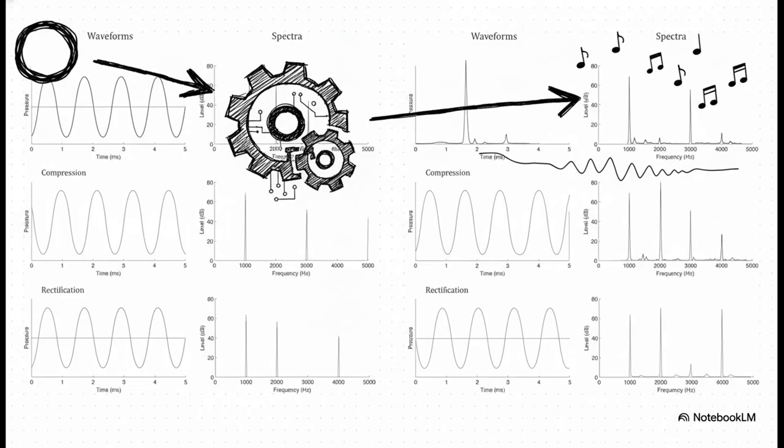Let's look at the first type. On the left, we start with a pure, simple tone. See how it's just one single spike on the graph? We send it through a nonlinear system and look at the output on the right. The original spike is there, but now the system has created a whole family of new spikes, new frequencies, at perfect multiples of the original one. That's harmonic distortion, and it's how we can take a simple sound and make it sound richer and more complex.